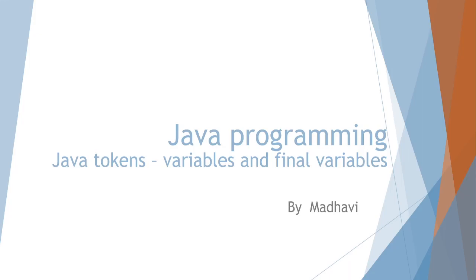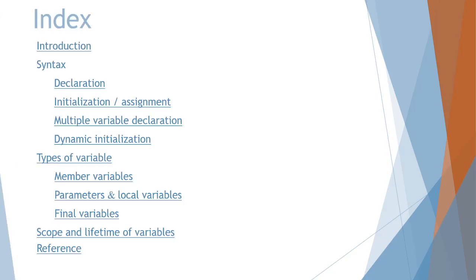In this video, I'll be explaining the Java tokens, which are variables and final variables. Let's see the contents: introduction, syntax of variables, that is declaration, initialization, assignment, multiple variable declaration, dynamic initialization. Now comes types of variables.